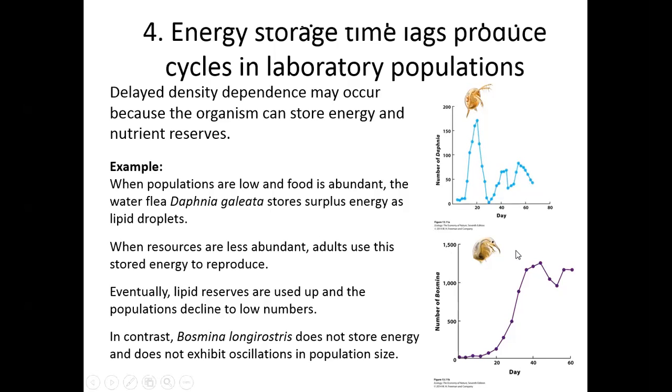Here's Bosmina longirostris, which is another water flea type thing, and it doesn't store energy. So its current energy stores are determined by the current competitive environment. And look at its population dynamics. It rises smoothly to a carrying capacity. There's a small overshoot, but look, it's much more stable around a carrying capacity because there's no time lag. The previous competitive environment doesn't matter to this guy at the bottom. The previous competitive environment does matter to the one on the top.